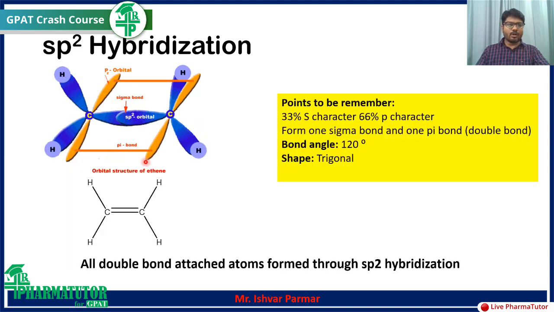This is the example of ethene. You can see here sp2 hybridized orbitals overlapping end to end form a sigma bond, and side-to-side p orbital overlapping forms a pi bond. Here is a pi bond and a sigma bond, so it forms a double bond. Always remember it has 33% s character and 66% p character, forms one sigma bond and one pi bond, meaning a double bond. Bond angle is 120 degrees, shape is trigonal.